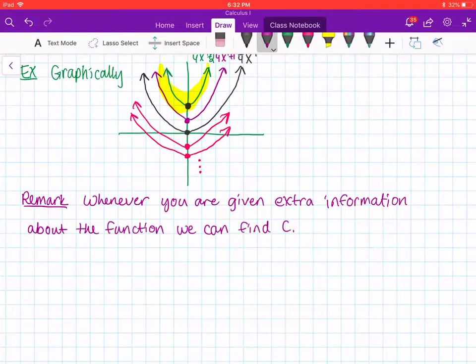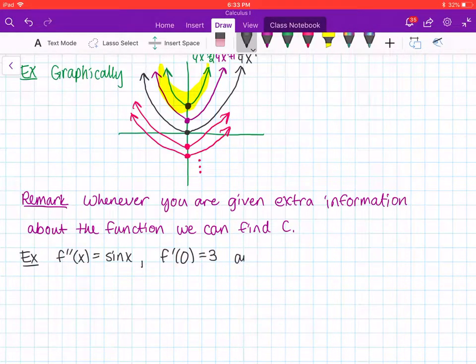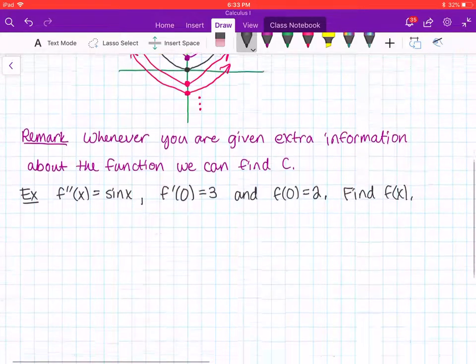All right, so let's do another example, and let's look at the second derivative here. So we got our second derivative of x is going to equal sine x, and we know that the first derivative at 0 equals 3, and when you substitute in 0 to the original function, you get 2. And we want to find the original function. So in other words, we want to take the antiderivative twice.